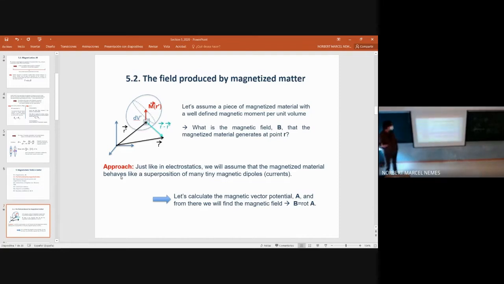So again, this is the same sort of approach that we did in electrostatics, but now instead of calculating the potential phi, we calculate the vector potential A. Again, this shows that magnetism is more complicated because we deal with the vector potential.